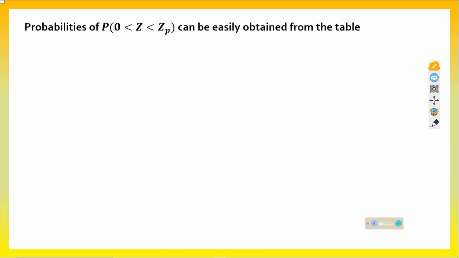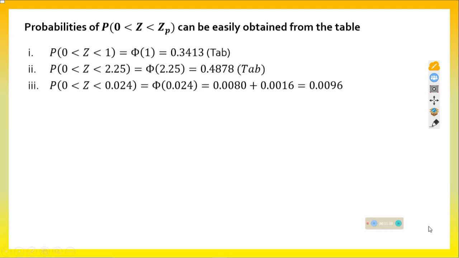So probabilities of 0 less than Z less than Zp can easily be obtained from the table. So if you have 0 less than Z less than any positive value here, then you can easily obtain that from the table by simply reading the value that corresponds to Zp here. So let us look at these other values here. We need the probability of 0 less than Z less than 1. And as we have seen, if you are looking for this probability here, you simply go to your table and take the reading of 1.